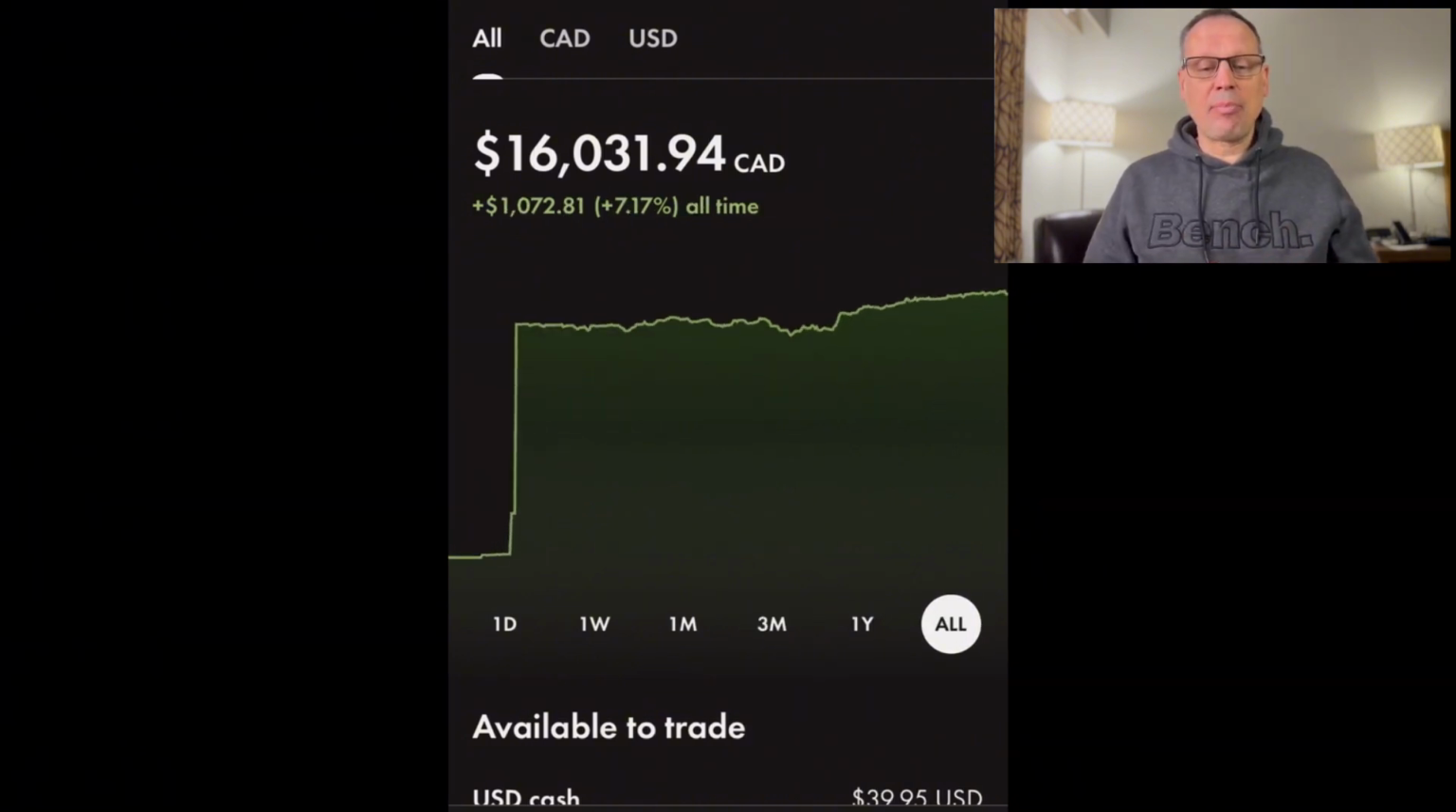And all time, we're up $1,072.81. That's 7%, so that's pretty good return so far. And keep in mind, I've only been trading since April of 2023, so about 10 months into things.